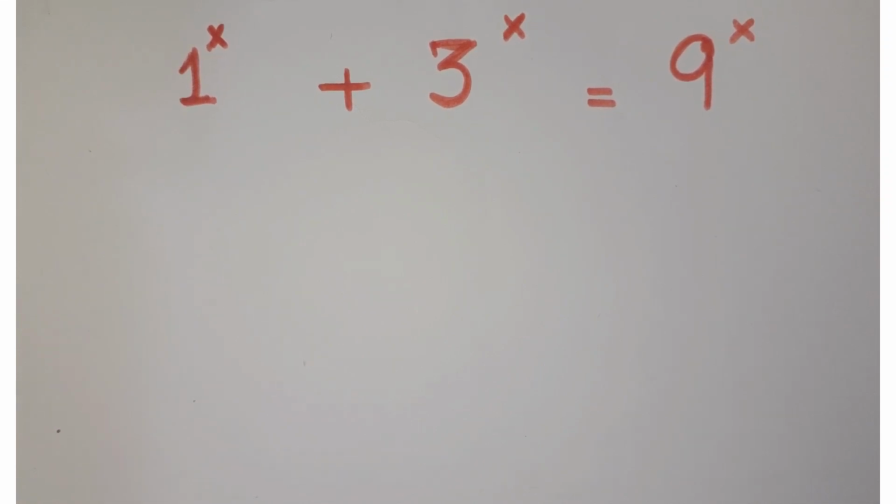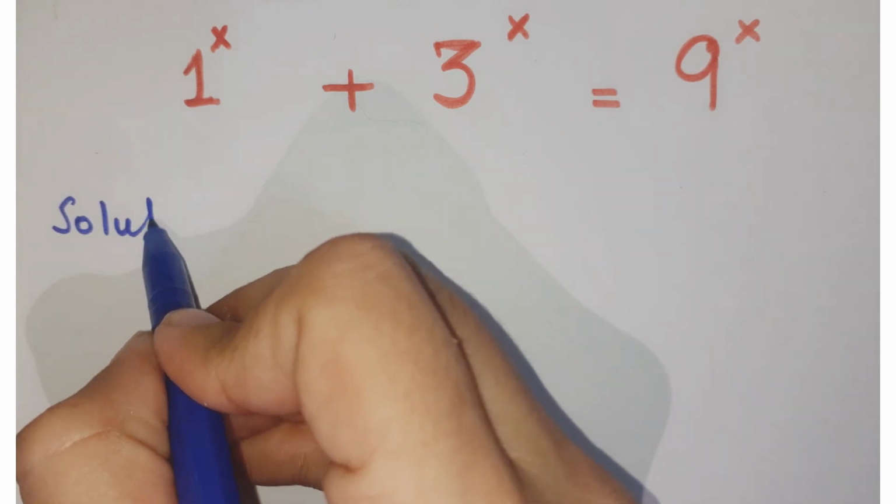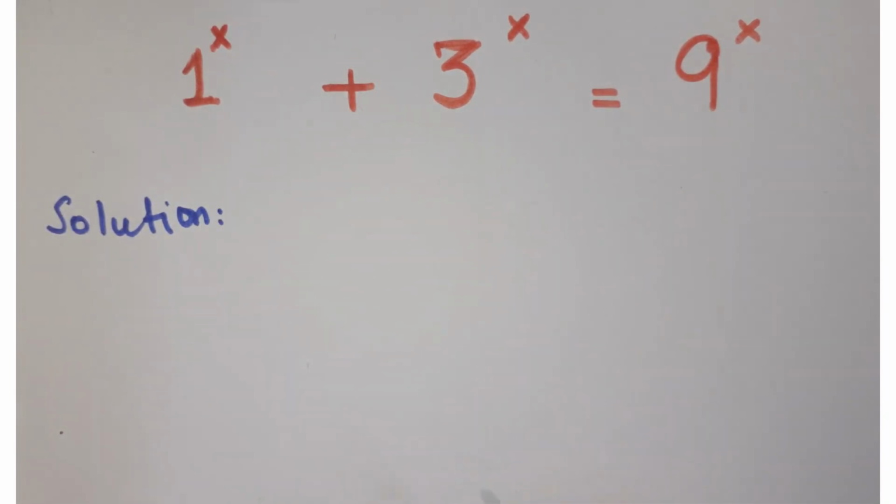Now look at this exponential equation. The equation is 1 to the power x plus 3 to the power x is equal to 9 to the power x, and we have to find the value of x. Now let's see how we proceed in this question.